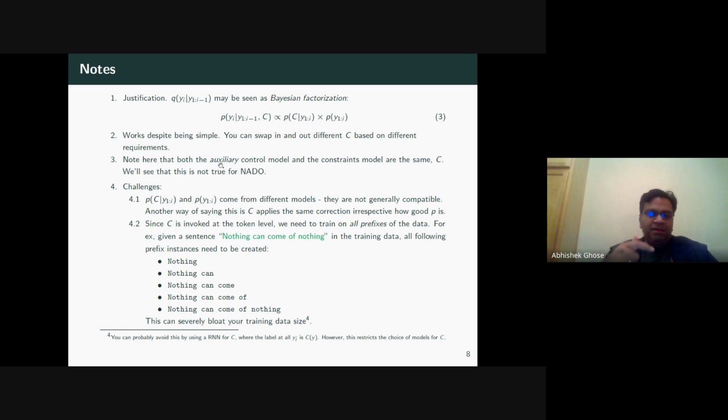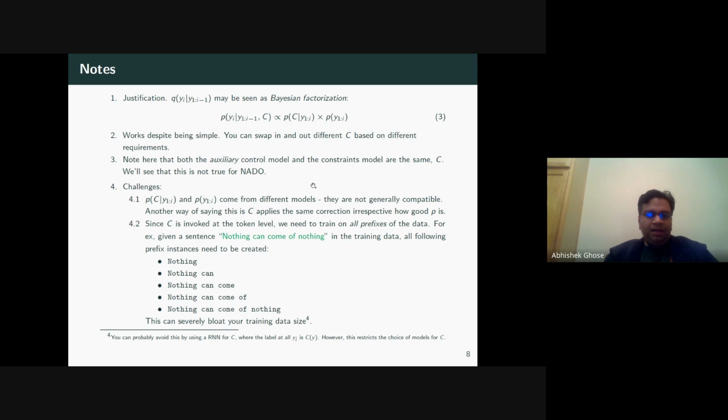So if you remember the slides, a few slides back, I said that there is a constraint model and there is an auxiliary control model. So in the case of FUDGE, they are the same, right? The constraint model is C, but I'm using the probability scores from the constraint model to modify the scores of the base language model. So that also plays the dual role of being the auxiliary model, right? But this is not always the case. In fact, we'll see in a while that in the case of NADO, the other method, the auxiliary model and the control model are different models.